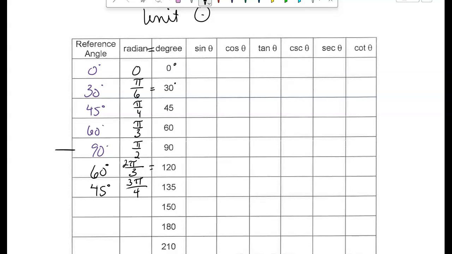150, what's my reference angle? 30. And then 150, what would that be in radians? All right, 180 doesn't really help as much, but we know that is what value? Pi. And what is its reference angle? We just say 0 because it's on the other side. All right, do you think we could fill these out real quickly? Because we got to go fast.